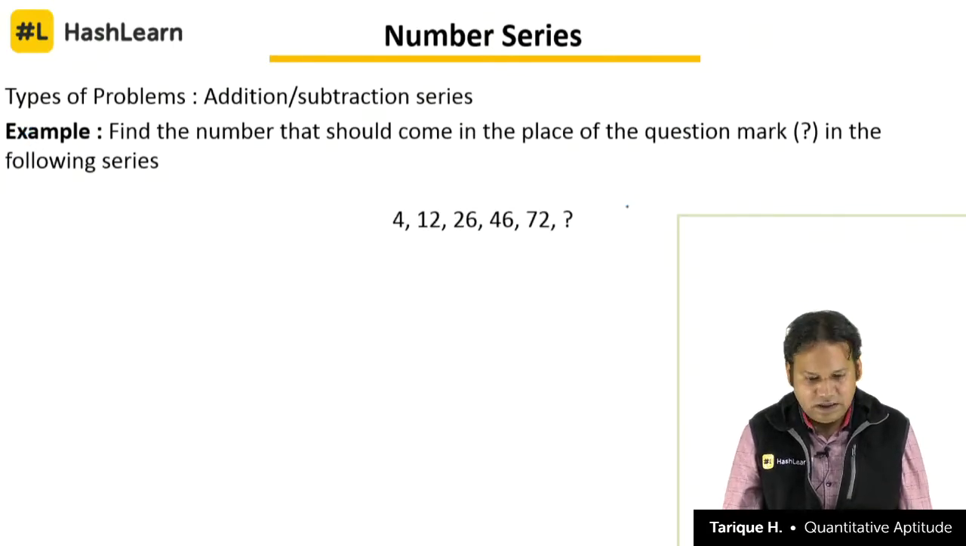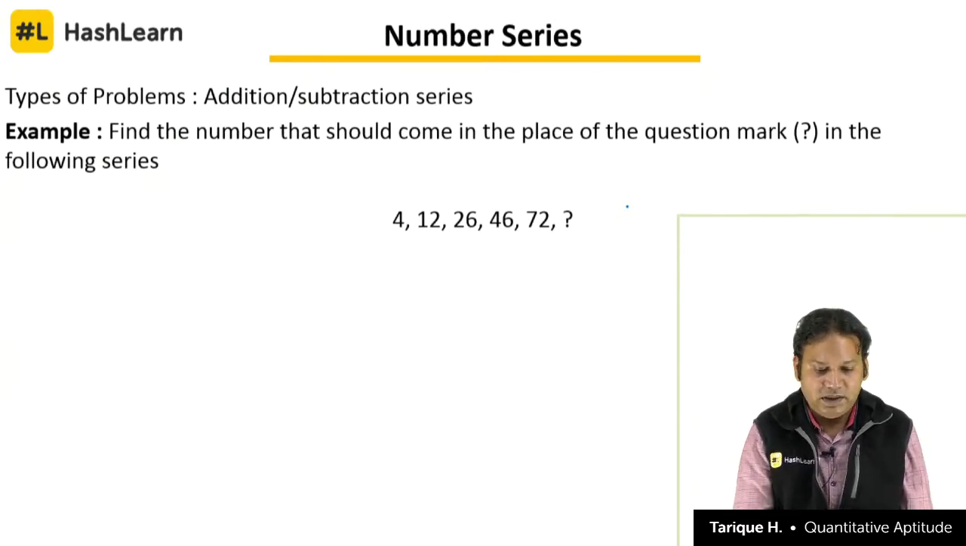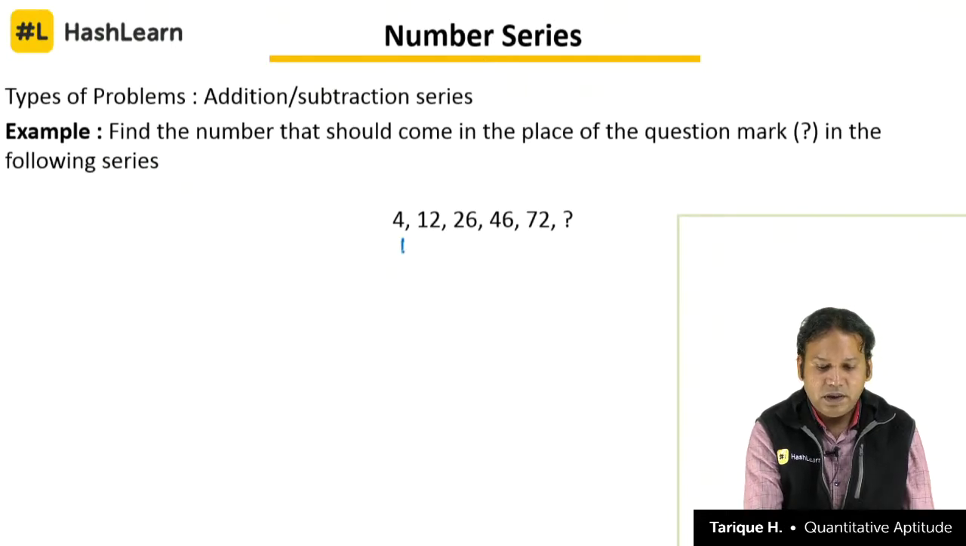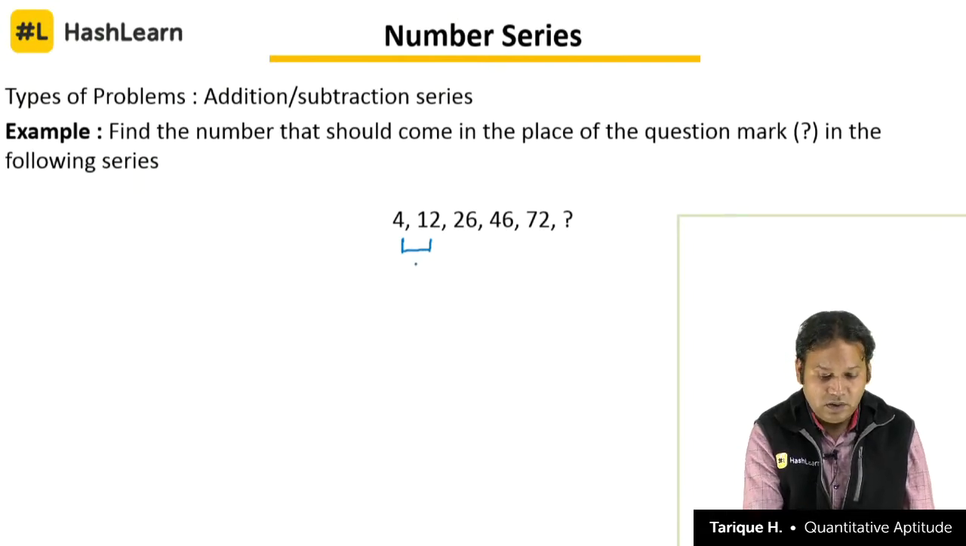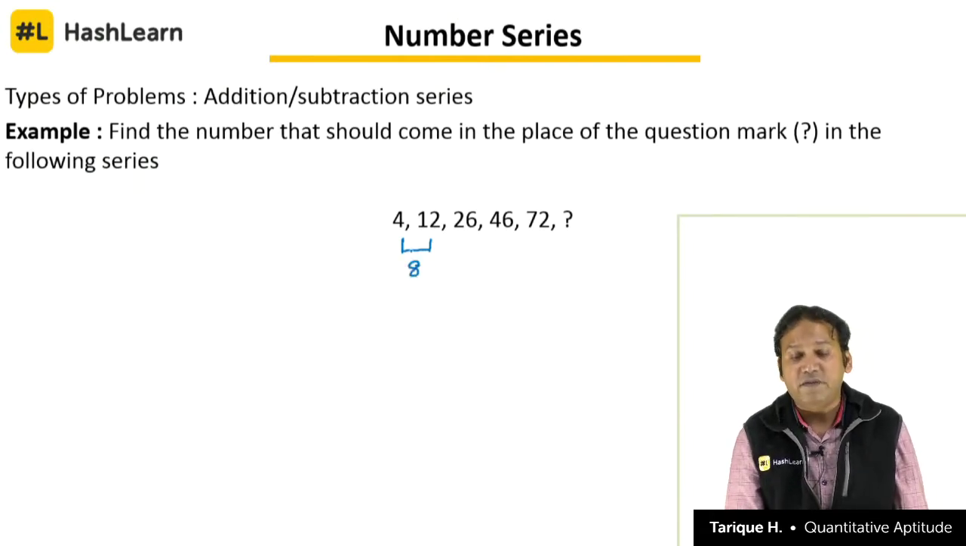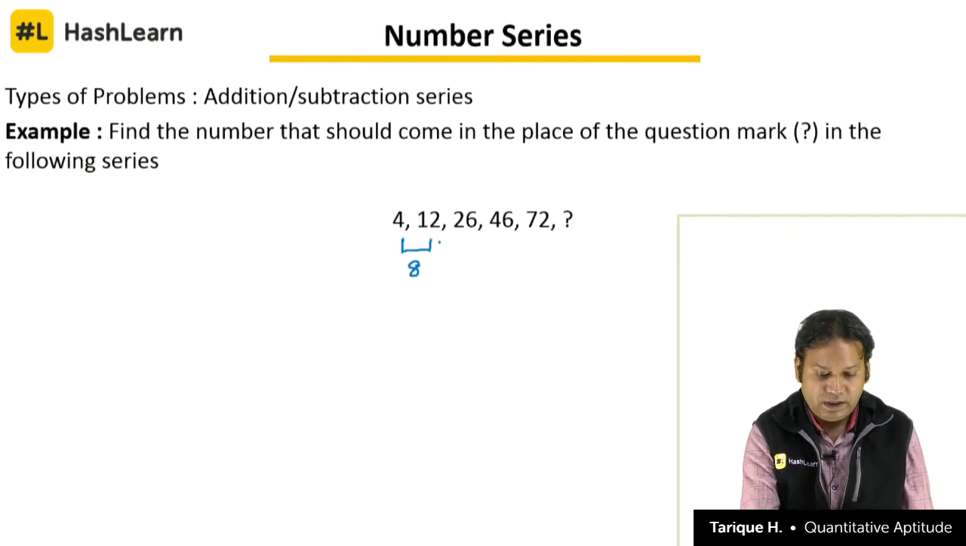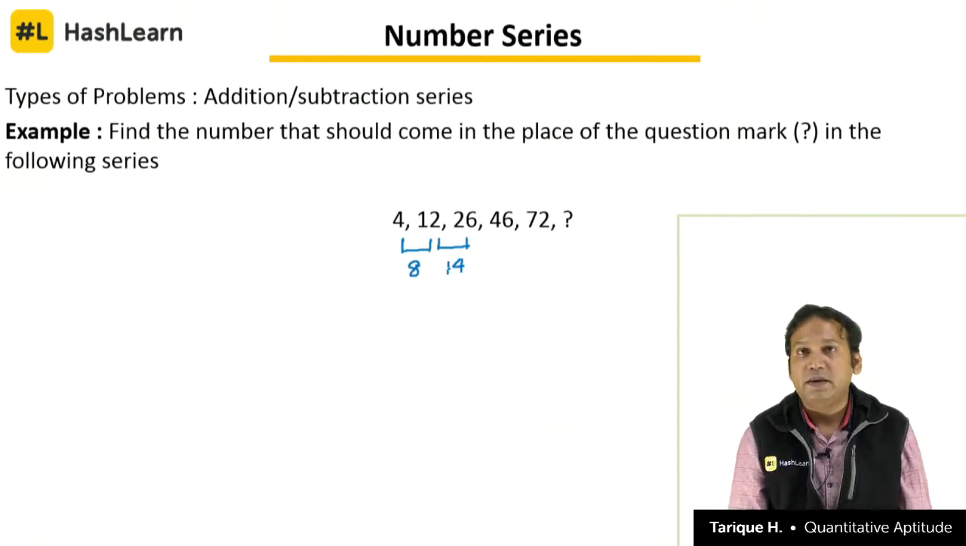Next series, let us look at this one. Find the number that should come in the place of the question mark in the following series. So again, if you see the numbers are not increasing drastically, most likely it is an addition series only. So let us say, what is the difference of 4 and 12? 8. 12 and 26, what is the difference? So we get 14.